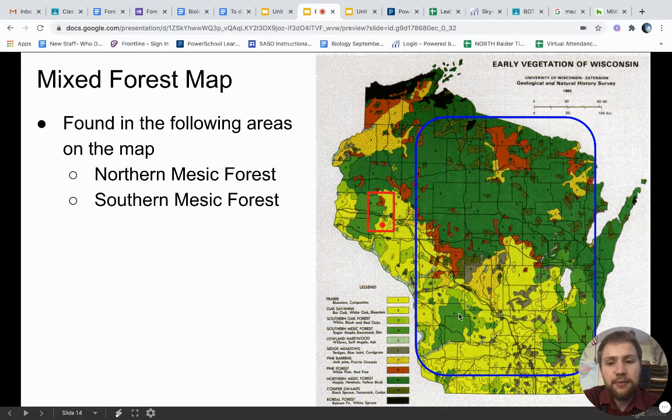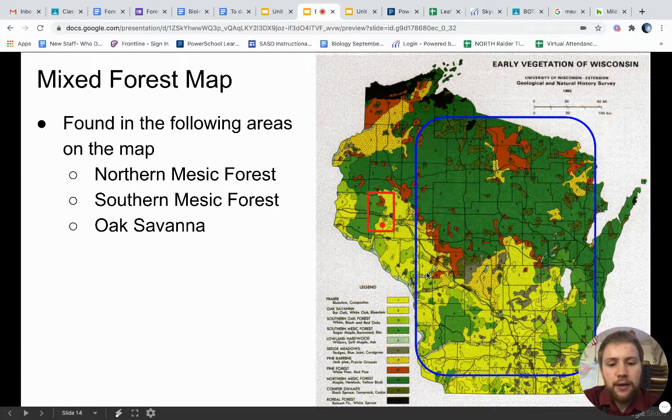The southern mesic forest would also be a mixed forest, in this southern half of the state. And the southern mesic forest is that slightly lighter color of green, right here. South of Sheboygan would be the southern mesic, and then in Sheboygan is the northern mesic forest.